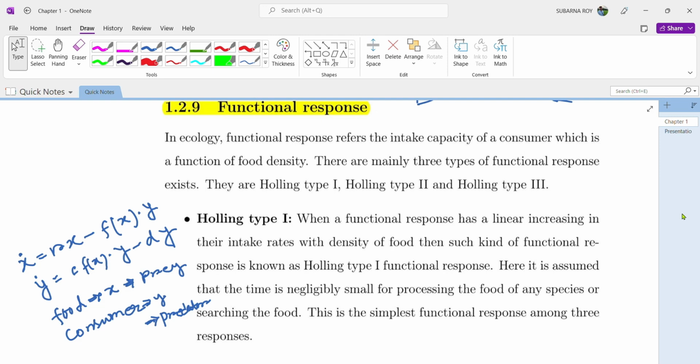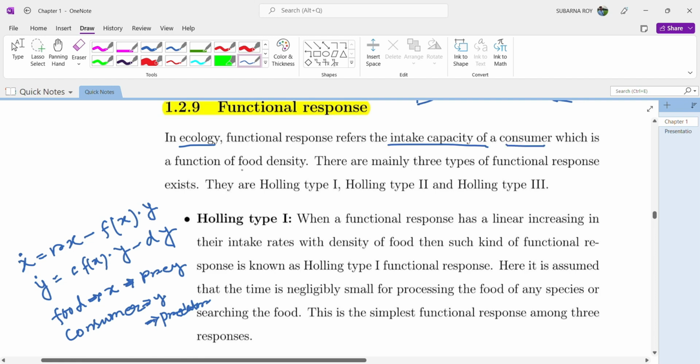So now we discuss functional response. In ecology, functional response refers to the intake capacity of a consumer, which is a function of food density. There are mainly three types of functional response: Holling type 1, type 2, type 3. In a predator-prey system, food means prey and consumer means predator. So when we say food, it means the prey population, and consumer means the predator population.